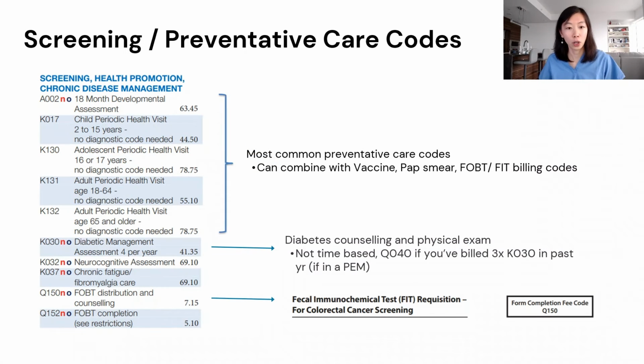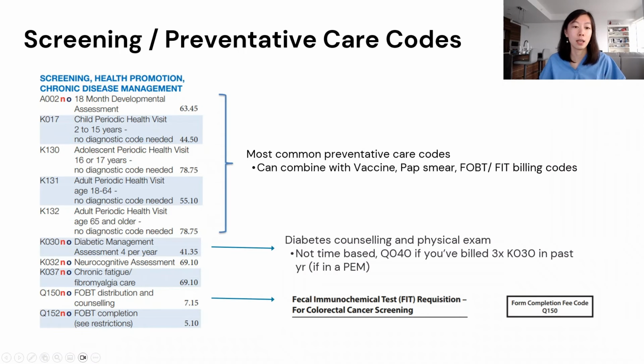The second set of codes you should know about is screening and preventative care codes. And I've listed the most common preventative care codes here. So anytime you do an annual checkup, you can bill these codes, and they can be combined with vaccine codes, pap smear codes, as well as FIT billing codes too. The other thing I want to point out is the diabetic management code, which is also commonly billed, K030. And this is for when you do diabetes counseling and physical exam. You can bill these up to 4 times a year.